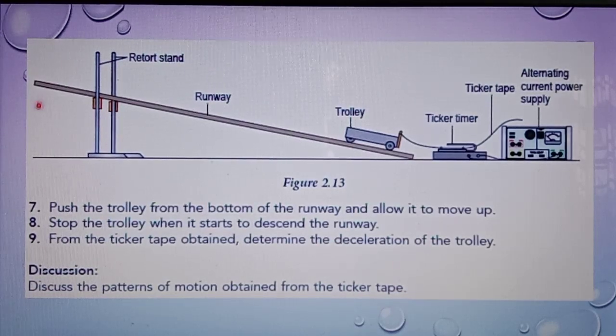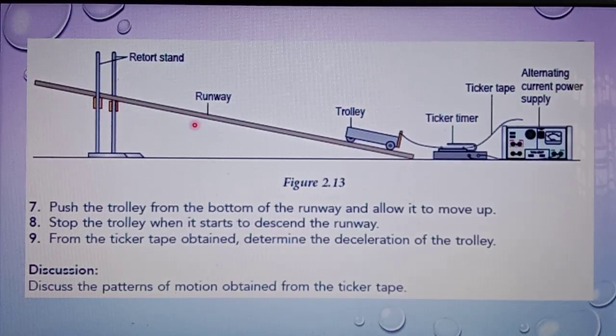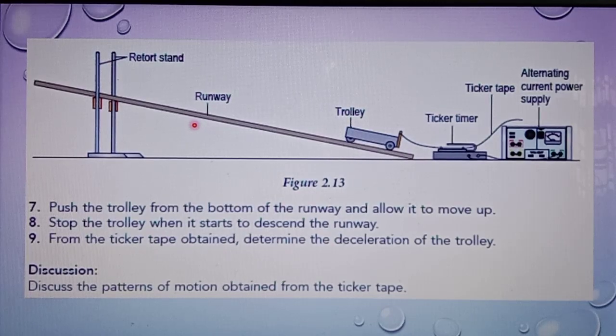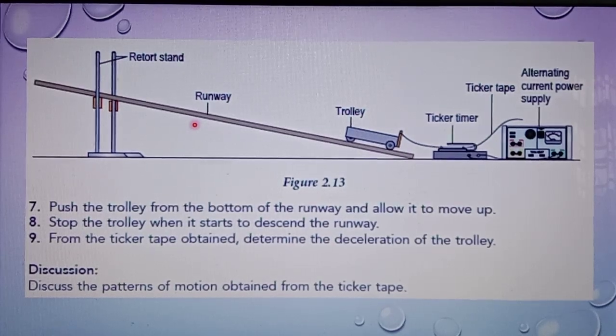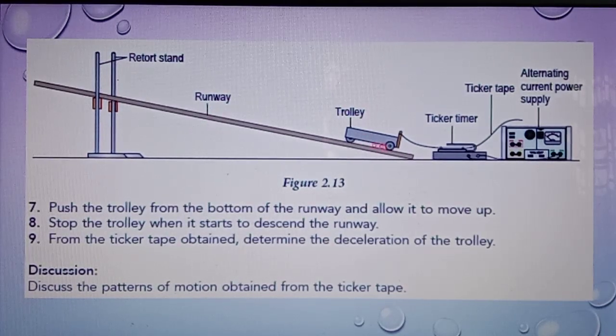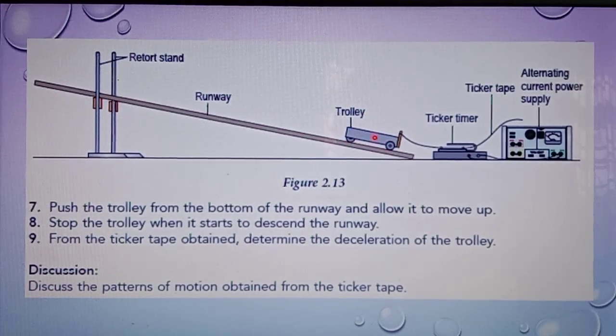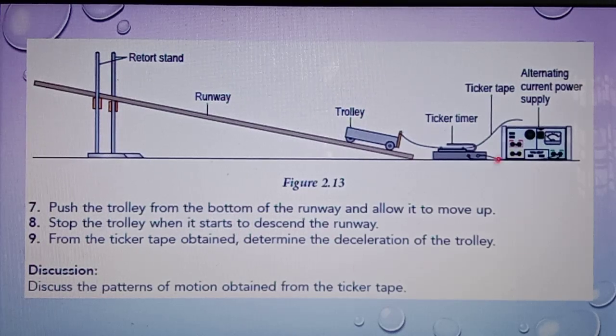So the first activity, we want to observe what happened when we increase height. So you can see the trolley move down at higher velocity. So we can determine the velocity, average velocity or acceleration. And then we move it in reverse direction, so the trolley will decelerate. So from the ticker tape that was produced, we will calculate the velocity or acceleration of the trolley.